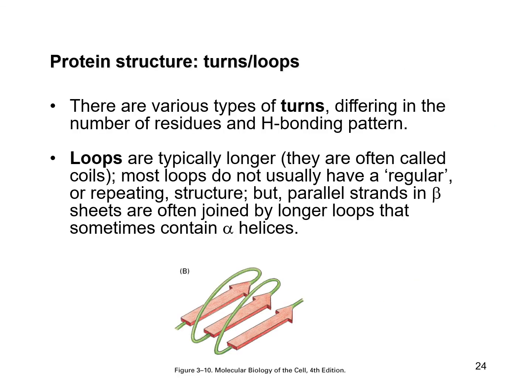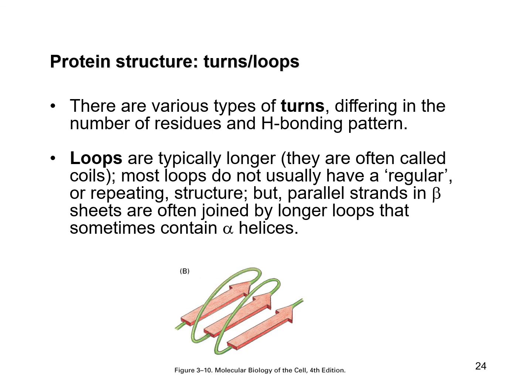And another important polypeptide structure is turns or loops, which are pretty flexible and usually connect two secondary structures such as alpha helix and alpha helix, or alpha helix and beta sheet, and so on. And there are various types of turns too, differing in the number of residues and hydrogen bonding patterns. And loops are typically longer, and they are often called coils. And most loops do not usually have regular or repeating structures because they're pretty flexible and they don't want to form any kind of rigid structure, but only serve to connect other secondary structures.